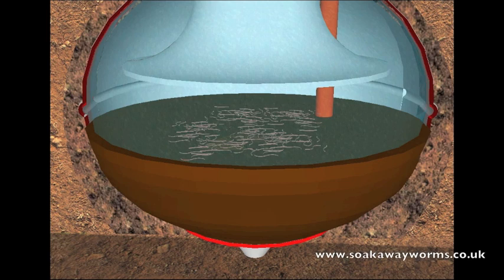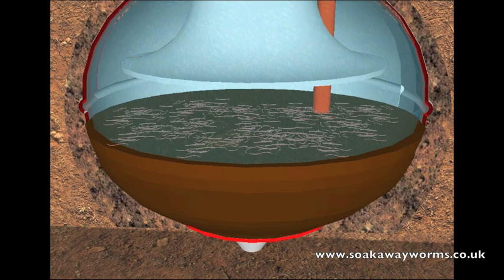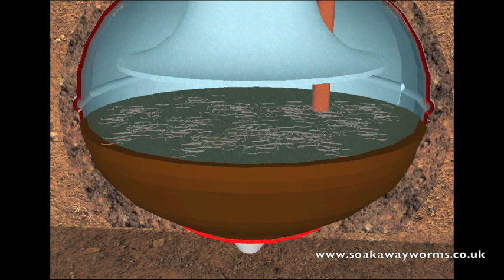Once in the tank, the soakaway worms will then fall to the bottom of your septic tank, and there they'll land on the sludge, and very quickly they'll start to eat, they'll start to breed, and they'll start to multiply. And as they do so, they'll start burrowing and churning and working their way through all the solid and the sludge.